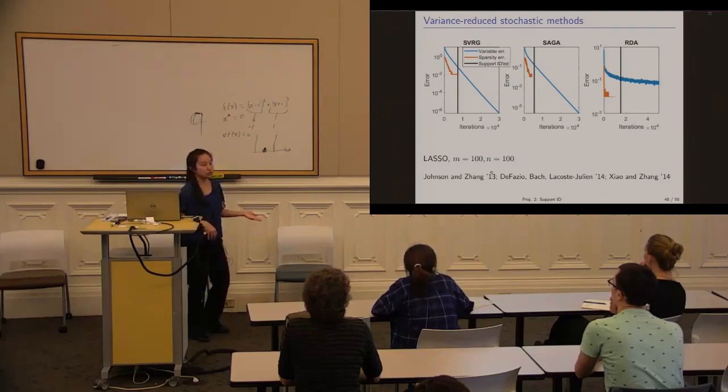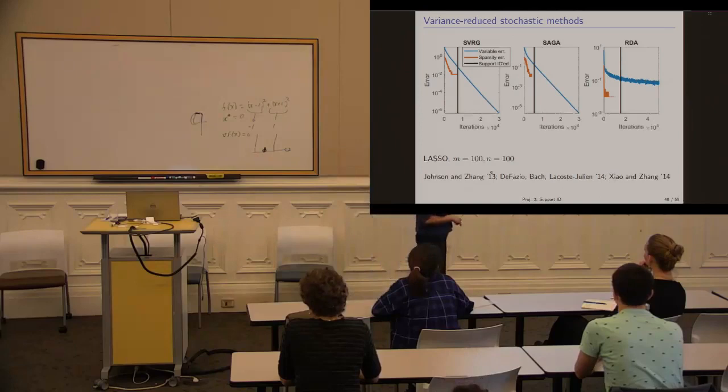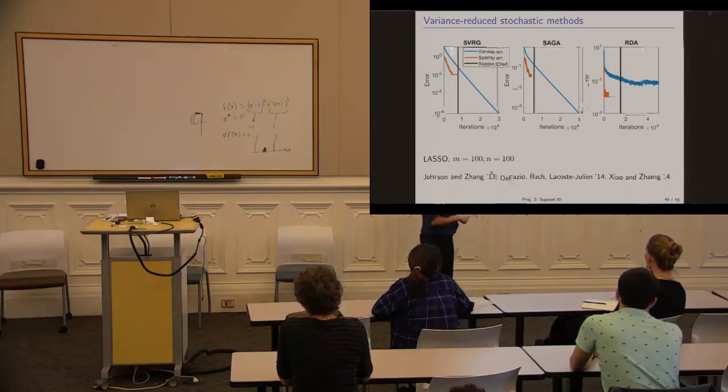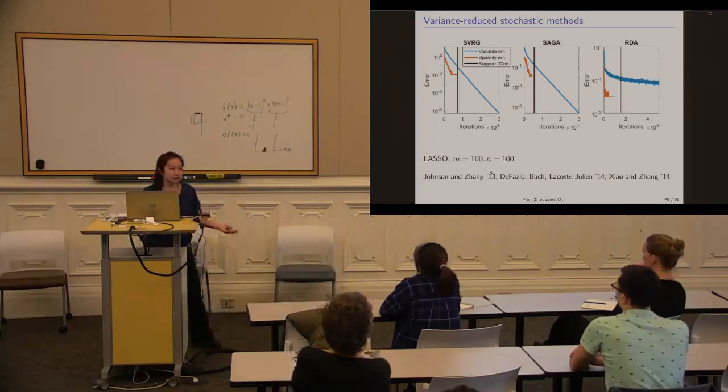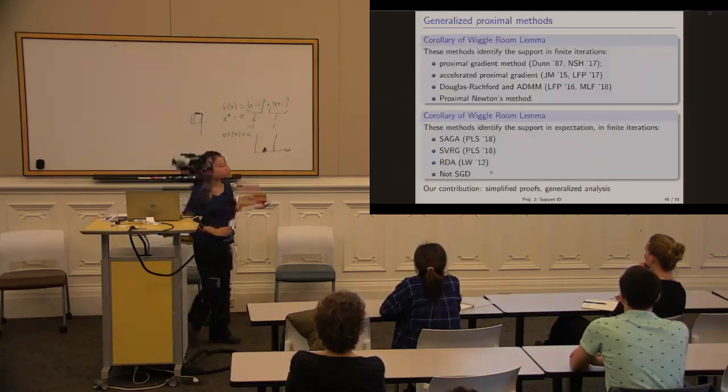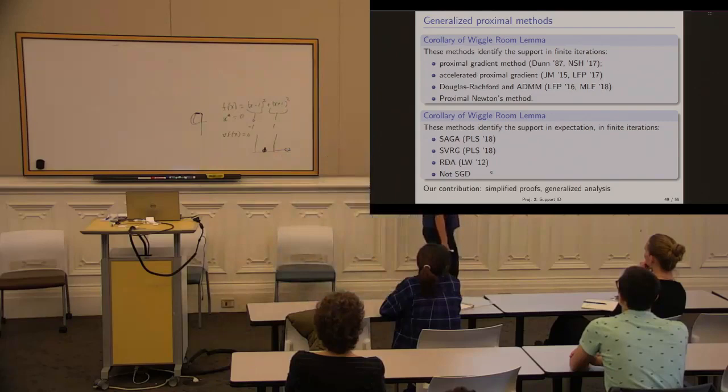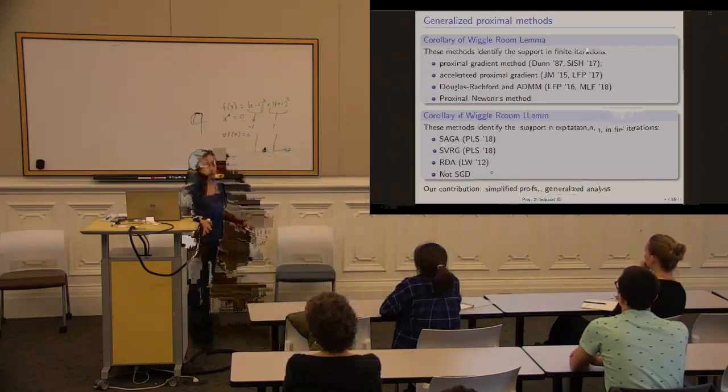So these methods are coming out now. And there are a lot of advantages when you have this variance-reduced behavior. You can use a constant step size, and you also get support identification, and you get it fairly quickly. That shows that you can scale up and still get support identification. And we're able to prove it using a wiggle room lemma for the variance-reduced methods, but not for stochastic gradient descent. So this shows that our proof technique is somewhat consistent with what's observed in practice.